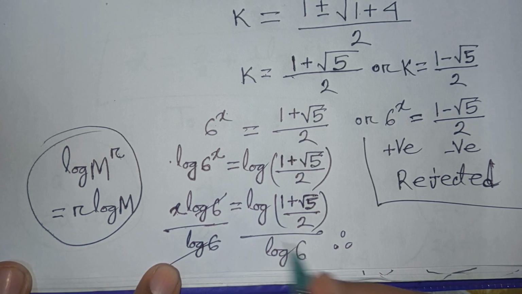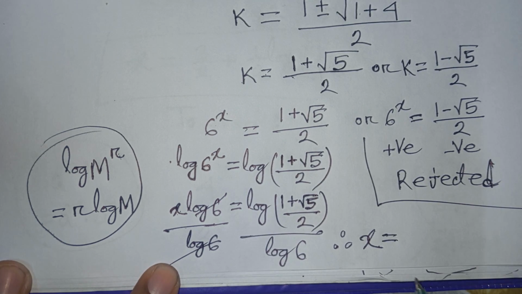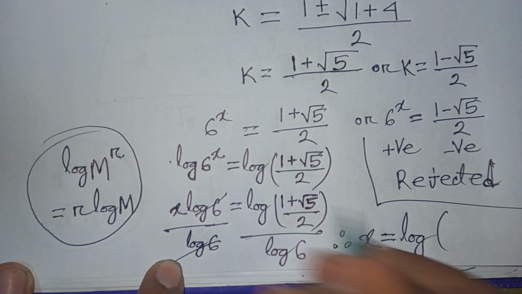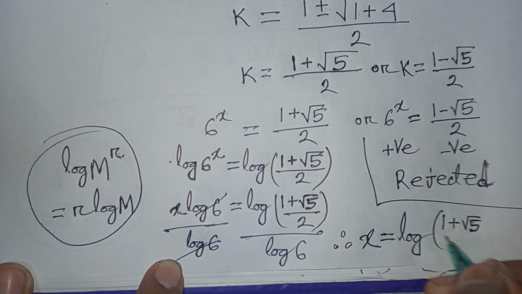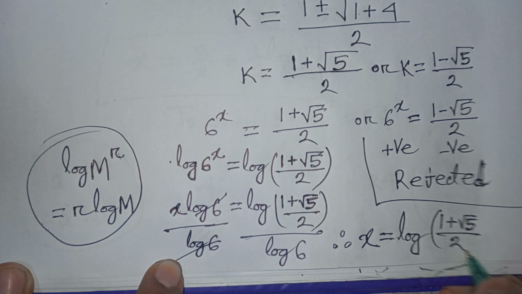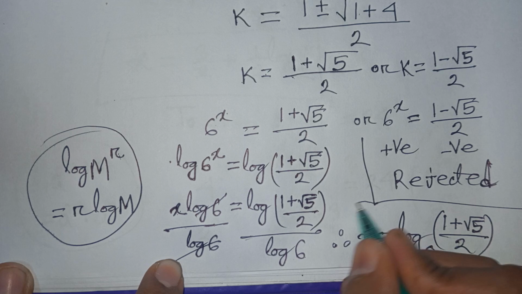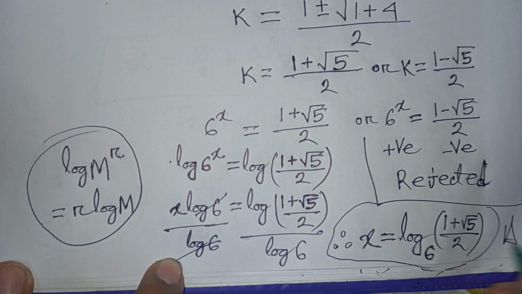So here x is equal to log of (1 plus square root of 5) over 2, base 6. So this is the value of x. So this is our final answer.